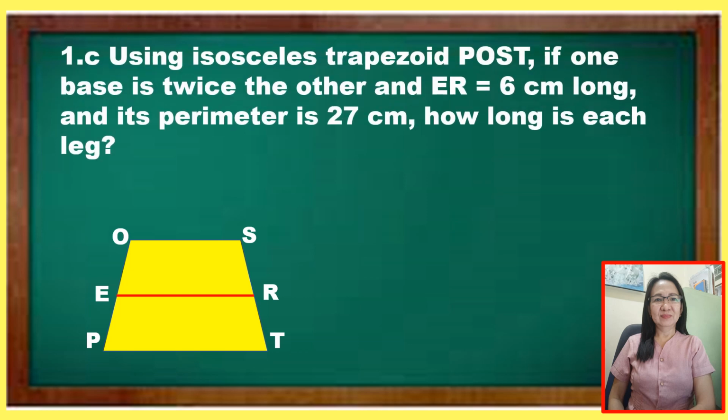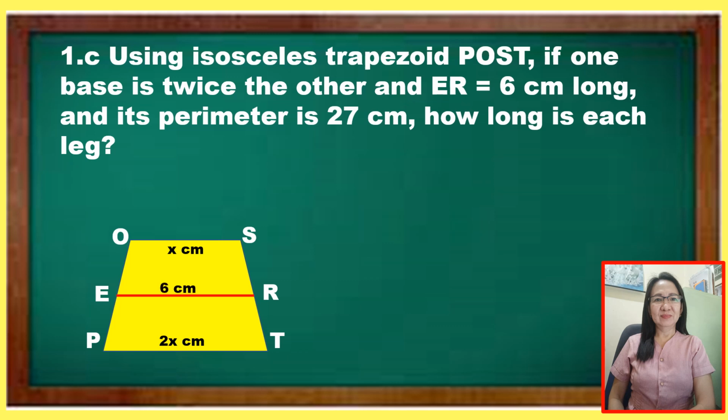Now, using our isosceles trapezoid POST, if one base is twice the other and the length of median ER is 6 centimeters long and its perimeter is 27 centimeters, how long is each leg? To solve this problem, we are going to represent one of our bases, OS, as x centimeters, because the other base is twice as long. So PT is equal to 2x centimeters.